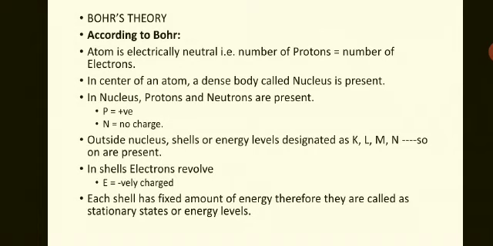In the center of an atom, a dense body called the nucleus is present, which is positively charged. In the nucleus, protons and neutrons are present. Proton has positive charge and neutron has no charge. Outside the nucleus, there are shells or energy levels designated or named as K, L, M, and so on.